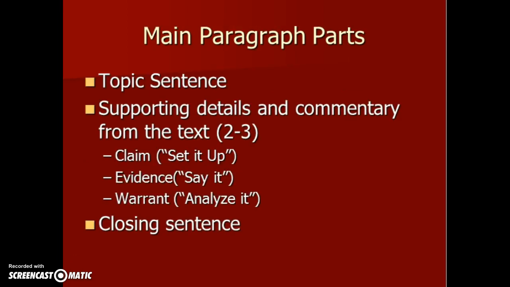In summary, you want to make sure that a strong literary analysis paragraph has the following things. First, a topic sentence that sets up your argument or answers the prompt. Second, supporting details and commentary, at least 2 to 3, in which you provide a claim and set up your reasoning. You then give evidence for that claim in which you say it, and then a warrant in which you analyze it or explain how your evidence and your claim supports your topic sentence. And then finally, you want a closing sentence that provides an overall final thought on your argument in that paragraph.